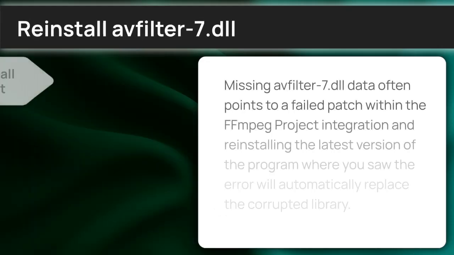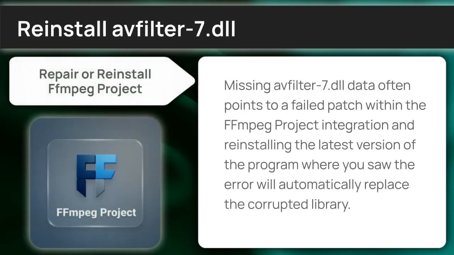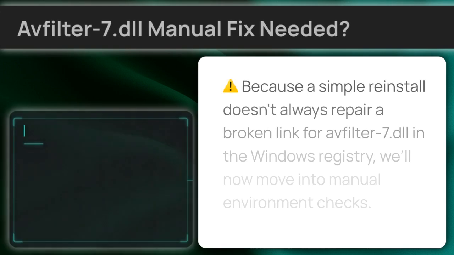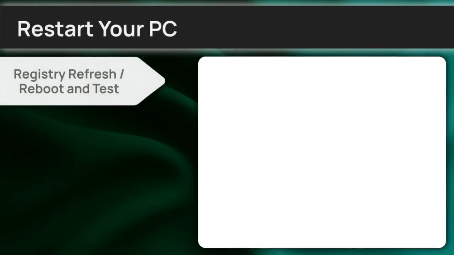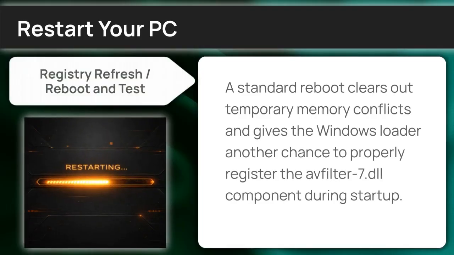Missing avfilter-7 module DLL data often points to a failed patch within the FFmpeg Project integration, and reinstalling the latest version of the program where you saw the error will automatically replace the corrupted library. Persistence of this error after a clean reinstall suggests that the issue may reside within the current user session's initialization. Performing a restart can determine if the error is just a transient environment glitch. A reboot refreshes your system's path variables and can sometimes re-establish a broken link to the avfilter-7 module file.